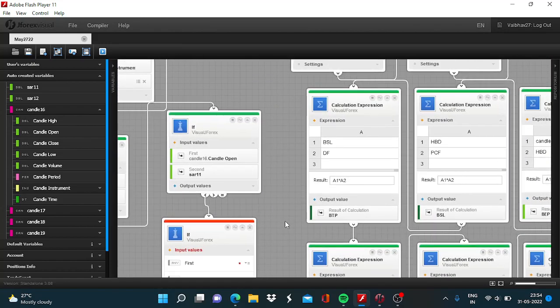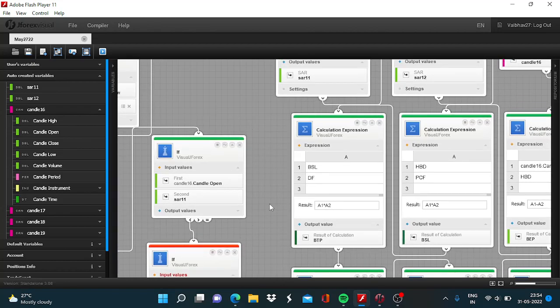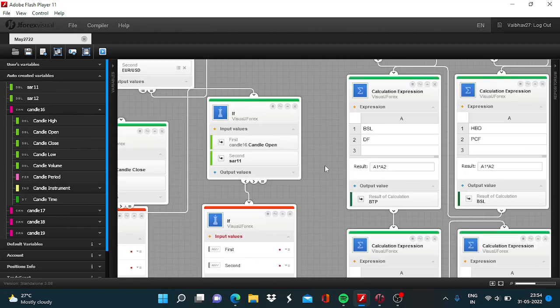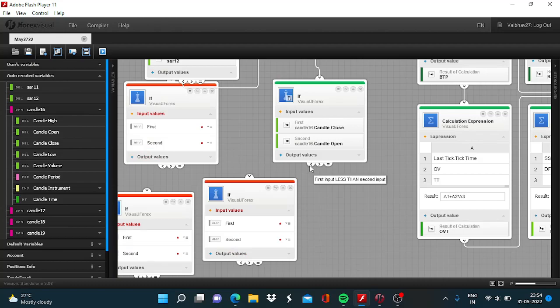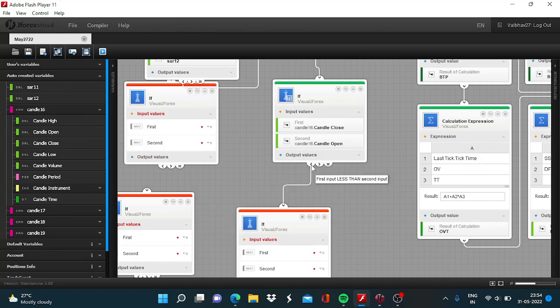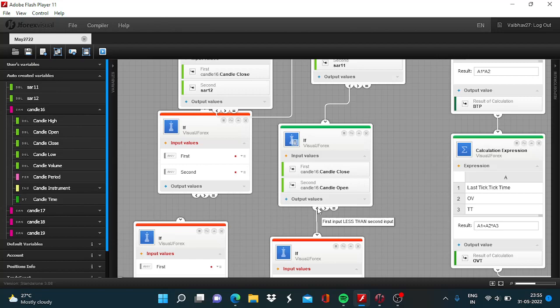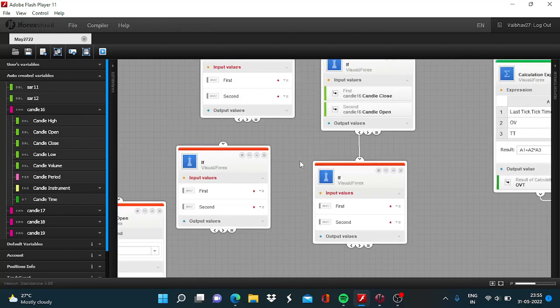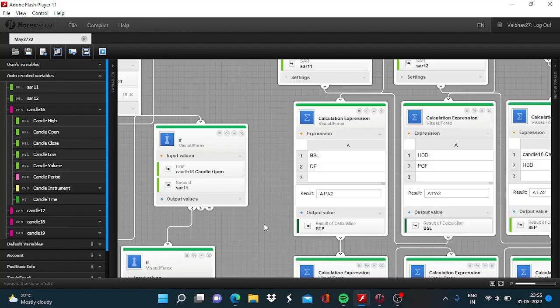We also need to ensure that the momentum was bearish and it was sustained. So for that, the candle 16 candle close needs to have been less than candle 16 candle open. First input less than second input here, and then we compare candle 16 candle close with closing value of the hourly candle which had closed 12 hours back, which is candle 17.